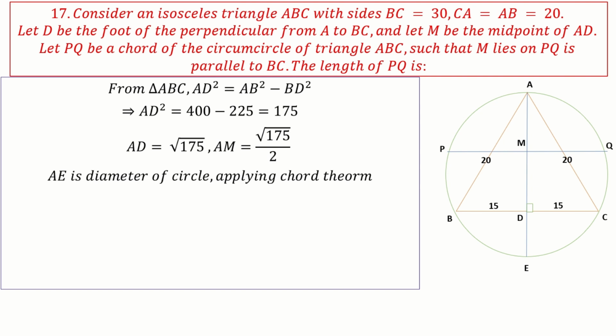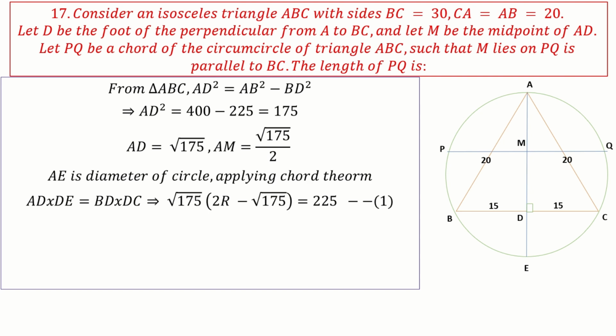Now AE is the diameter of the circle. Applying the chord theorem, AE is the diameter, because the center of the circumcircle will be on the perpendicular line only. Now I apply the chord theorem two times. One is AD into DE equal to BD into DC. So if I substitute the values, square root of 175 into 2r minus square root of 175 equal to 225. This is my first equation.